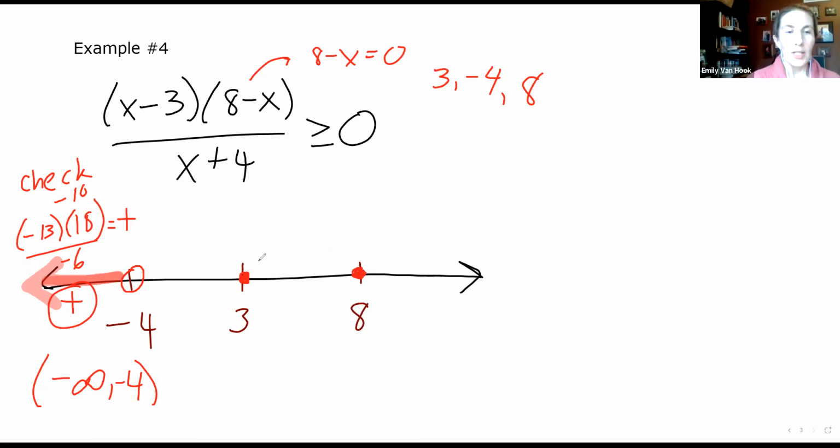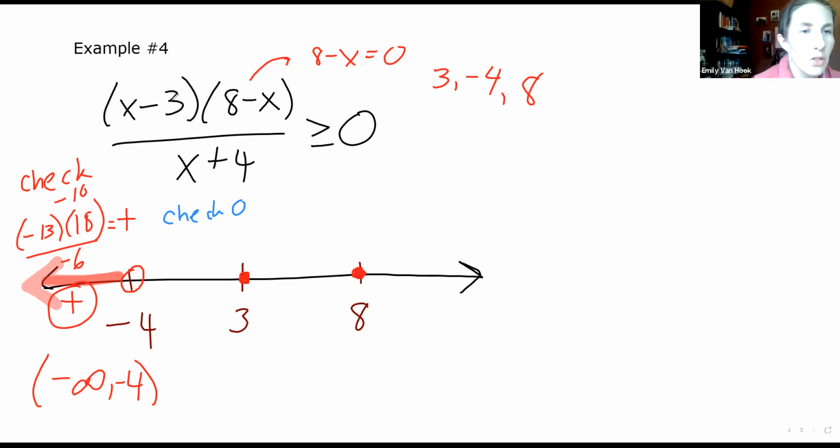Okay, so what we're going to do is keep going, check each interval in order. Even though I'm expecting it not to work, I'm going to check it just to be sure. I'm going to check the interval from negative 4 to 3. So a number in between negative 4 and 3 would be 0. So I'm going to check 0. Check x equals 0. You could check 1, negative 1, anything in that interval.